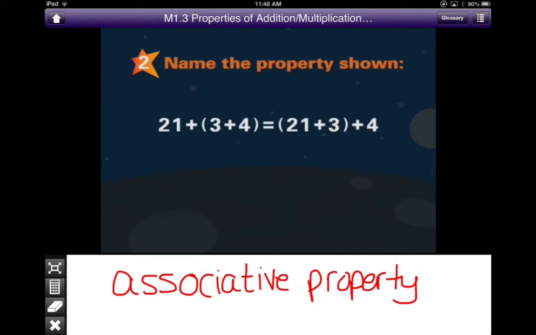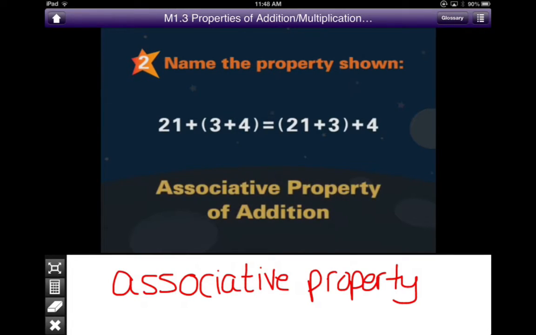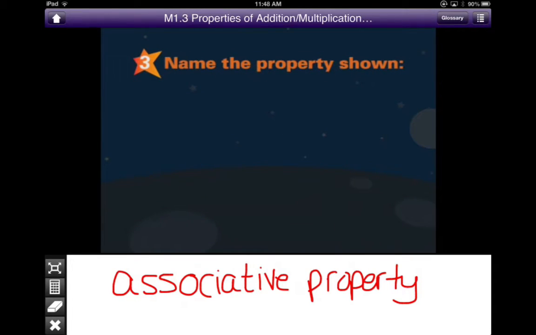In these additions, the numbers are grouped differently, but the result is the same. That's the associative property of addition. Excellent. In problem 3 of your lesson notes, name the property.